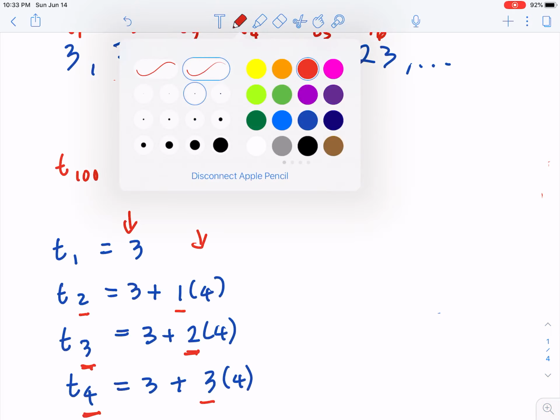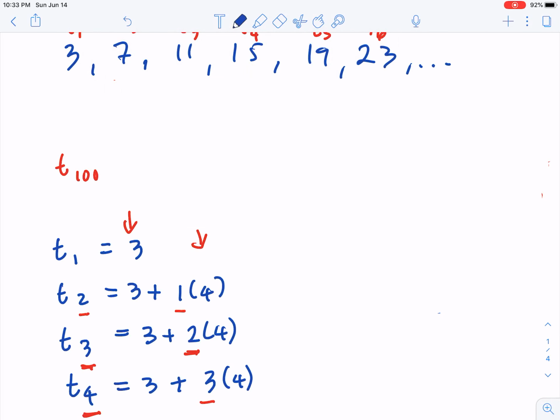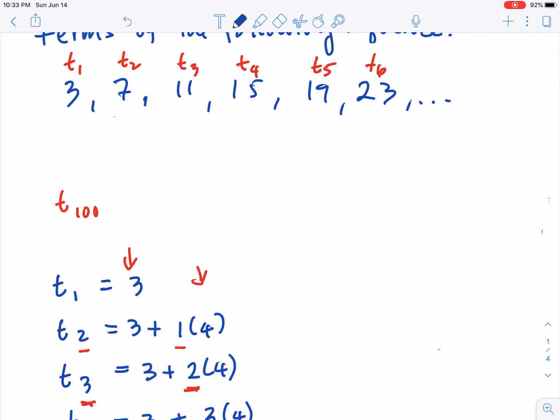Bakit tinatawag natin na common difference? Kasi pare-pareho yan. Yung pag magkasunod na term, common difference pag arithmetic sequence ay pareho, di ba? Or yung difference ay pareho. Ano ba? 19 minus 15. Magkasunod. That's 4. 15 minus 11. That's 4.